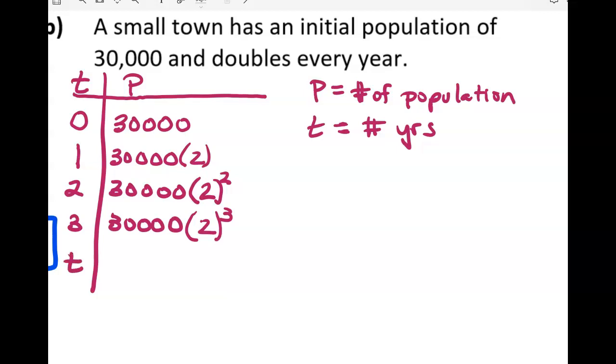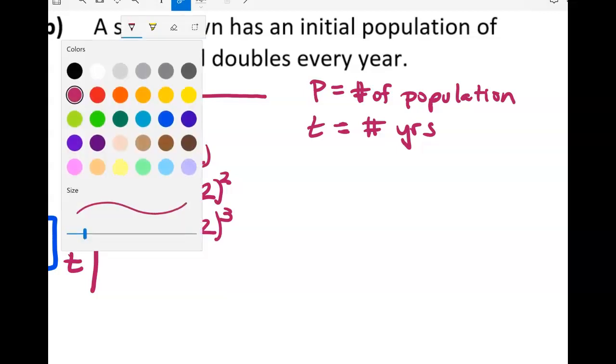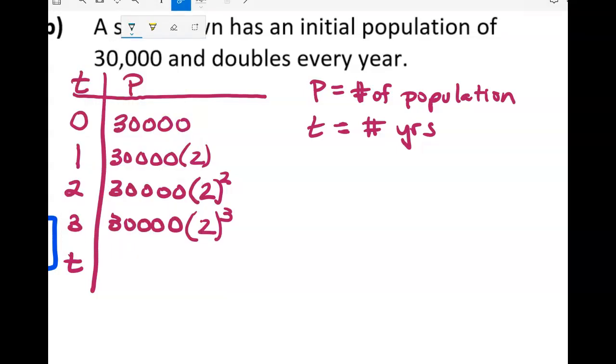So at the end of T years, let's go back and fill in some assumed values here. It would be safe to say that in the row where T is equal to 1, the exponent on 2 is 1. And in the row where T is equal to 0, the exponent on 2 is 0, since 2 to the 0 is 1. And so that would give us 30,000 times 1. Doesn't really change the value.